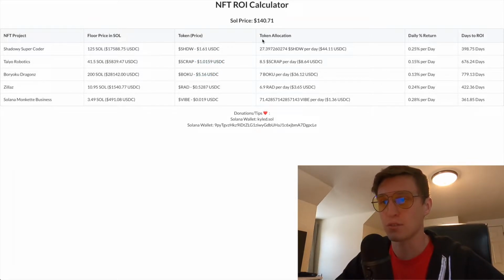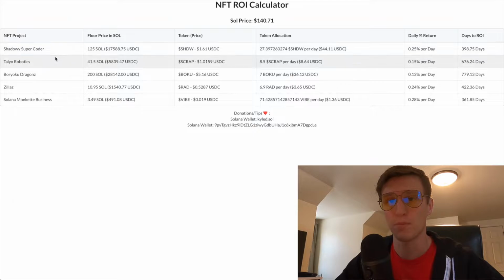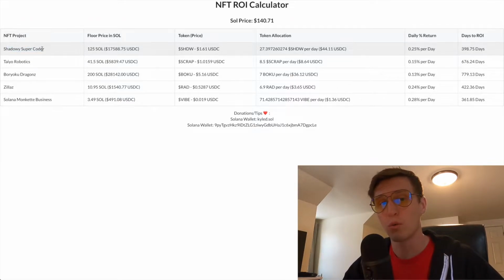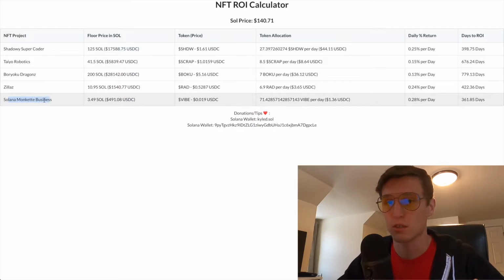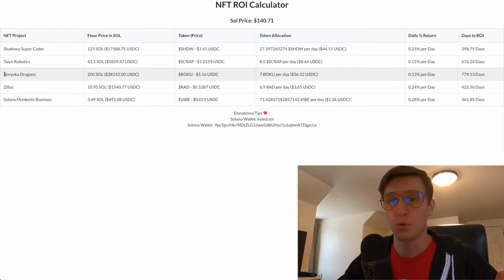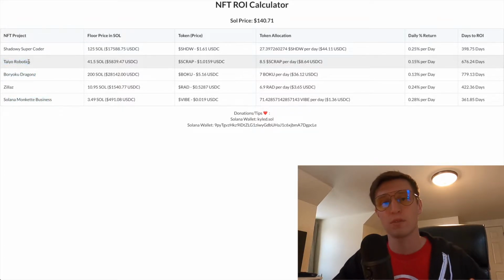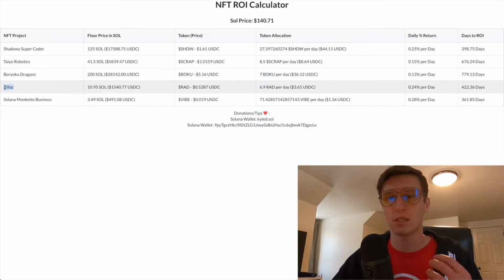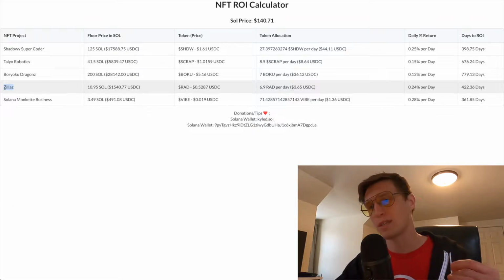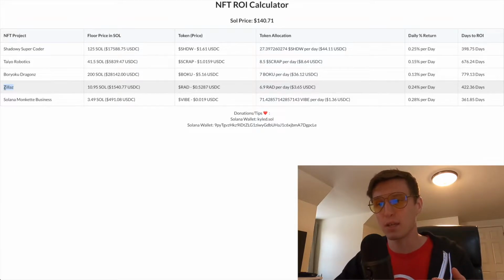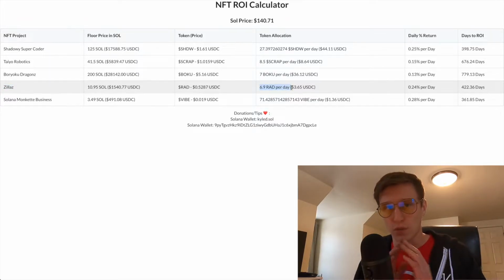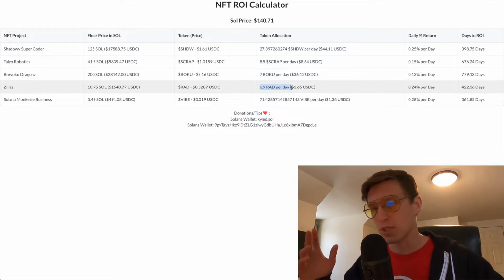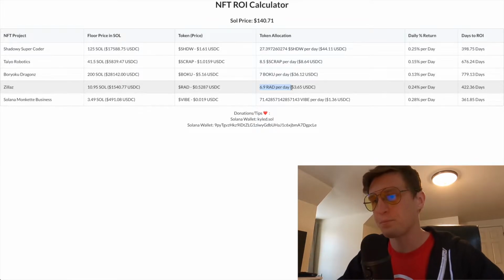And then next to that is the token allocation. So for example, Shadowy Supercoders, we know what the token allocation is per day. Same thing with something like Solana Monkey Business, Boryoku Dragons, Tayo Robotics. All of these things have some sort of emissions on a regular schedule. Now Zilla's is a little bit more abnormal, so I tried to just take an average and throw that in there. But again, I would need a longer period of time to get a better average, and even that may not be perfectly accurate.